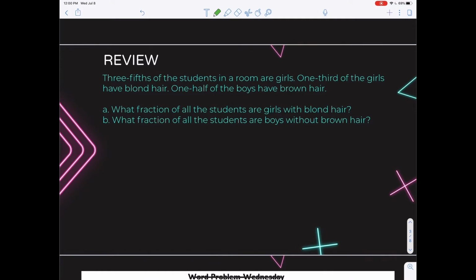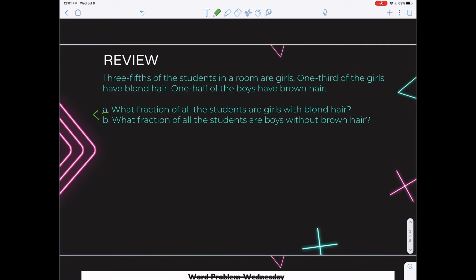It says 3/5 of the students in a room are girls. 1/3 of the girls have blonde hair. 1/2 of the boys have brown hair. And then here are two questions. A: What fraction of all the students are girls with blonde hair? And B: What fraction of all the students are boys without brown hair? So we're going to focus on A first.